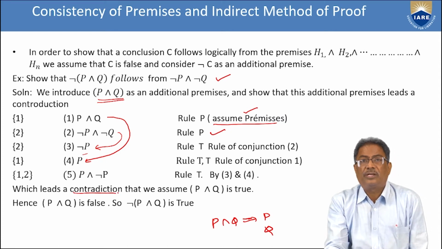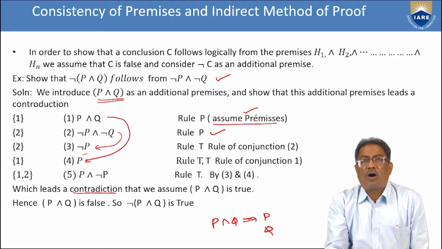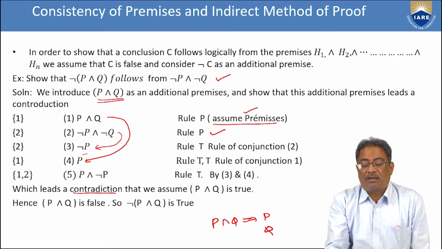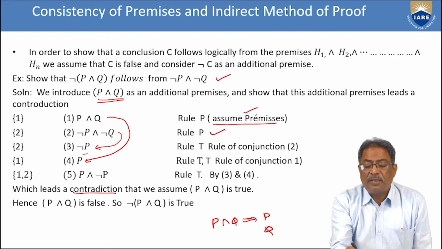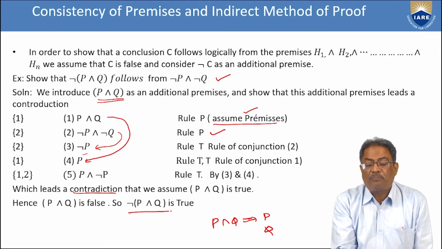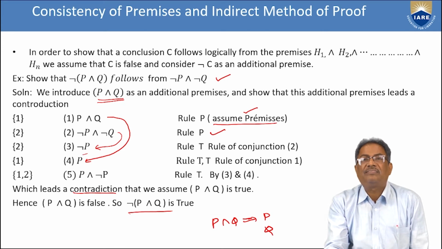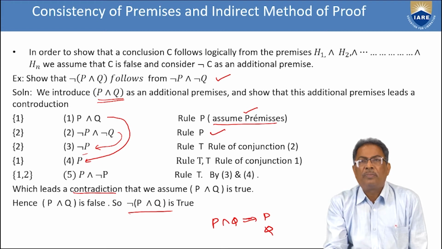So why are we going to get a contradiction? Because if we took that P and Q follows from negation P and negation Q, it is wrong. That means P and Q will not be true. So negation of (P and Q) is true. Subsequently, we can say that negation of (P and Q) follows from negation of P and negation of Q.